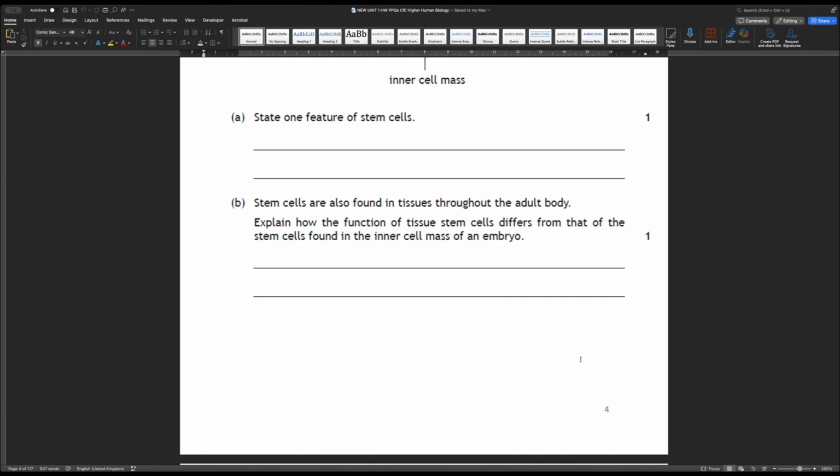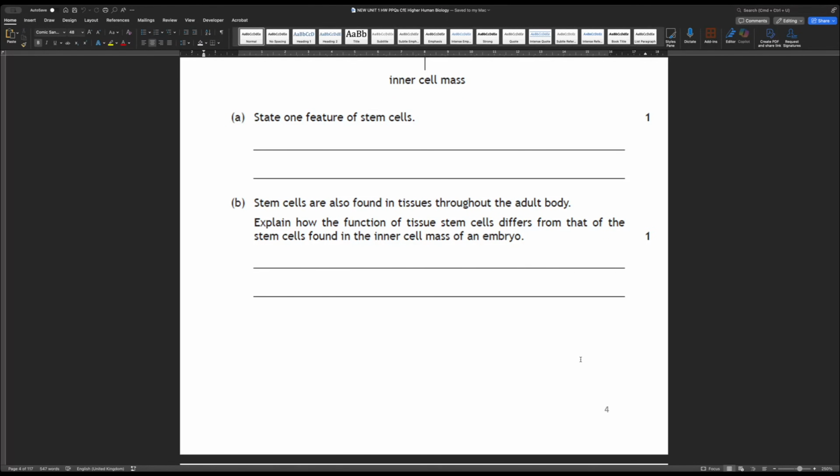So here's how to do it. You would say that tissue stem cells are multipotent, or they have the ability to only differentiate into cell types of that tissue. Whereas, and this is the bit that students always forget, you've got to do that comparison, whereas the embryonic stem cells can differentiate into all cell types.